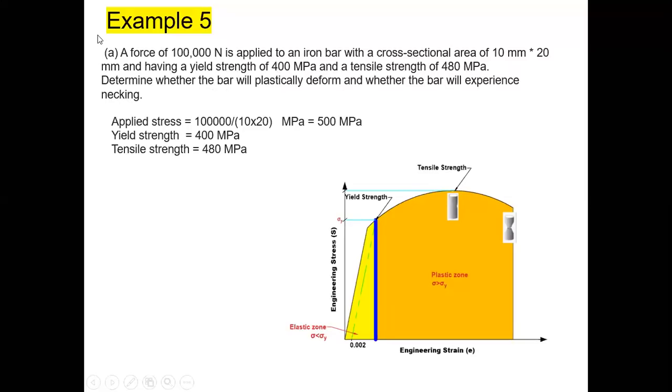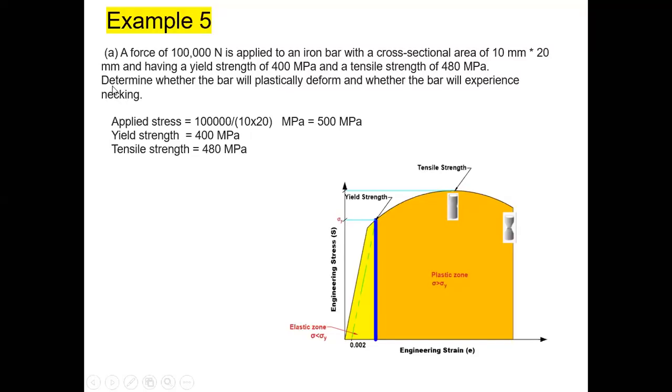So now we are dealing with stresses. If you are given a force, you have to first convert it into the applied stress. Applied force is 100,000 newton, cross section 10 by 20 millimeter. Once you calculate the applied stress, it will come as 500 megapascal. The applied stress is 500, yield strength is 400, tensile strength is 480.